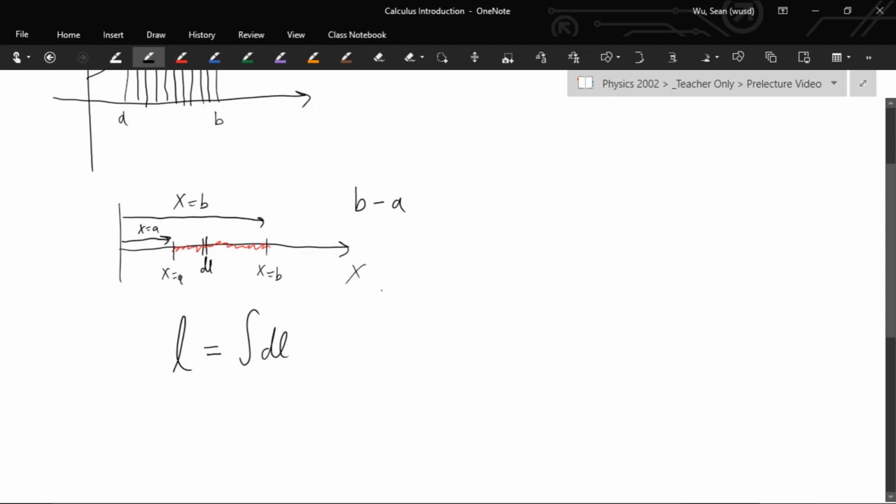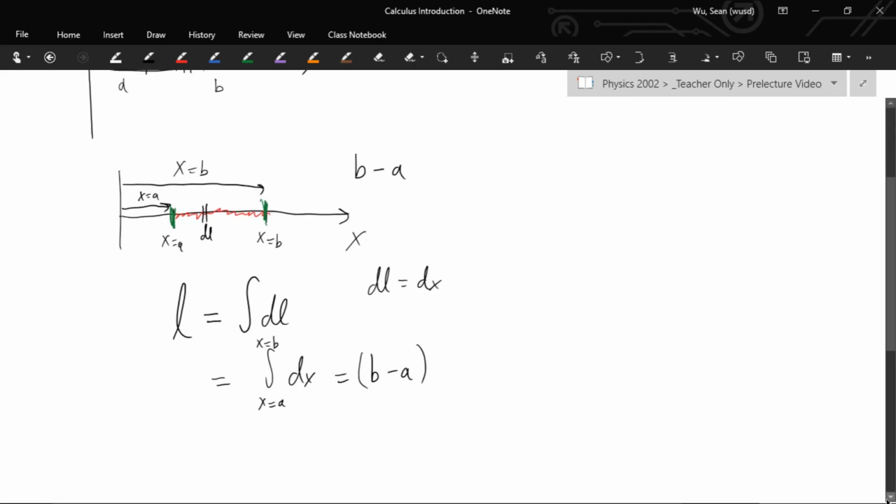And so in this case, this line segment is along the x-axis, so we say that dl is going to be equal to dx. And then we can say that this is going to be the integral of dx. And we can put in some limits of integration talking about where this starts from and where it goes to. Okay? So that says that this is going to be the integral from where it starts to where it goes to. And when we do this integral, we end up finding that this is just going to be b minus a, exactly the way that we expected it to be.